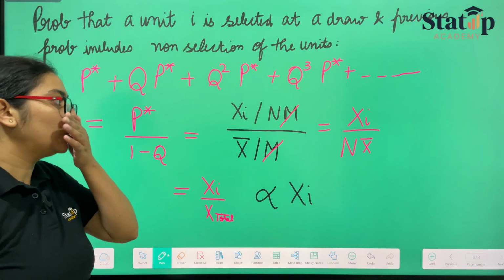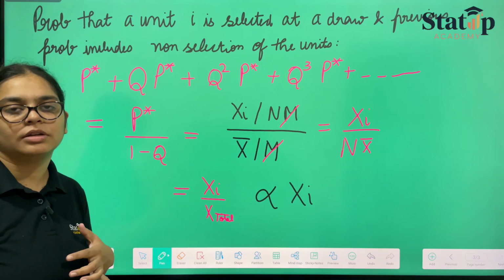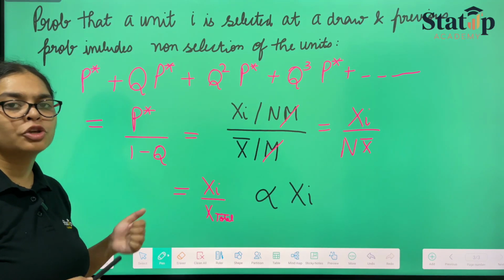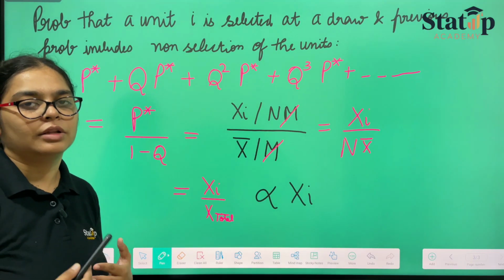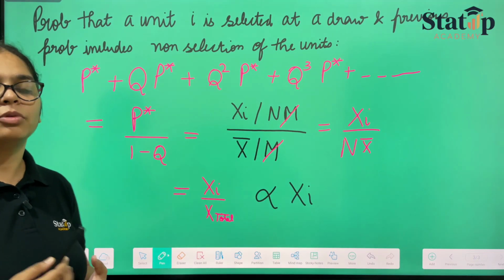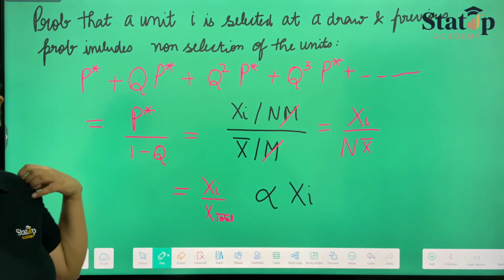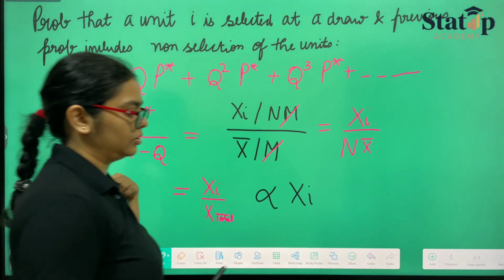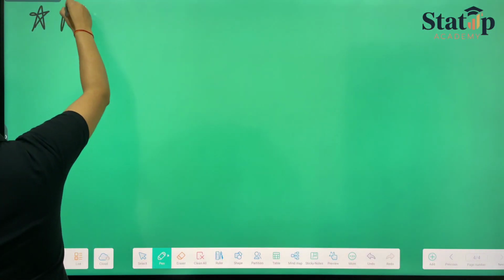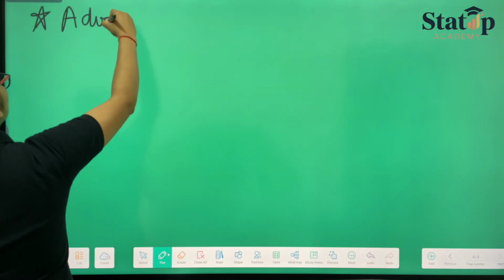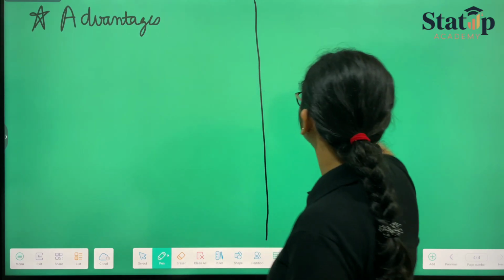And hence we have proved that this is the case of varying probability and probability proportional to size. This has been asked in both cases, in Lahiri's method as well as in cumulative total sum, that we have to prove that these are processes of varying probability and probability proportional to size. So this is how you will prove it. Now there are certain advantages and disadvantages of this method as well. So first of all, we'll do advantages and disadvantages as well.